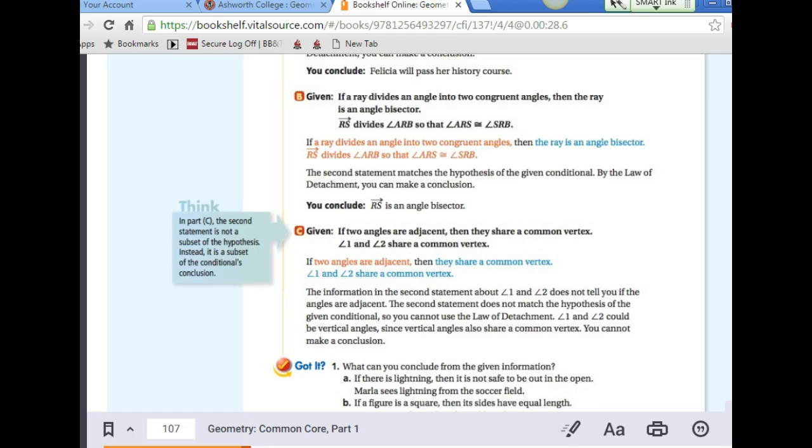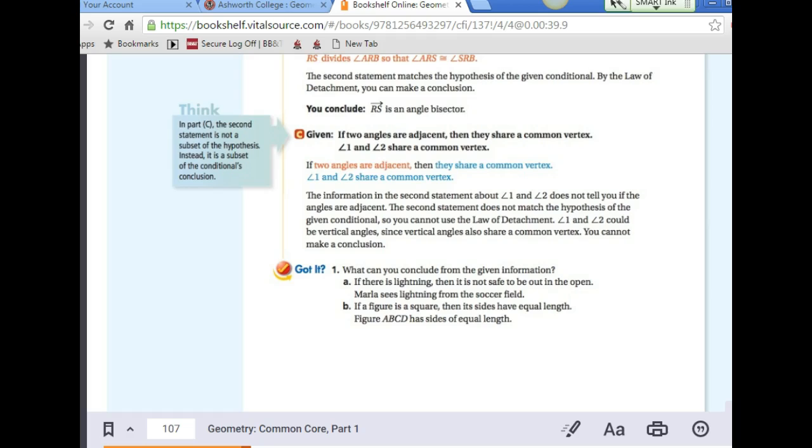Look at the Got It. What can we conclude from the given information? If there is lightning, that's your hypothesis, then it is not safe to be out in the open. That's your conclusion. Maria sees lightning from the soccer field. Since, again, her statement is following the hypothesis, then we can say that it is not safe for Maria to be out in the open.